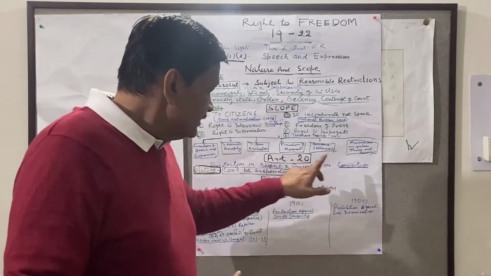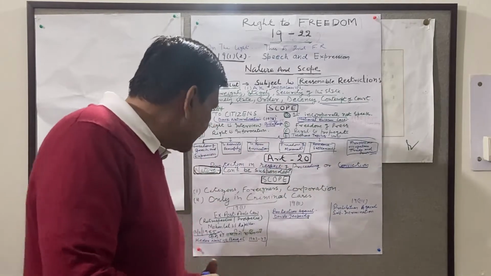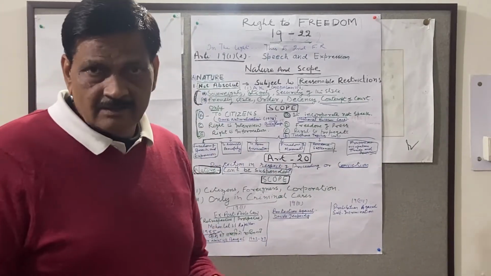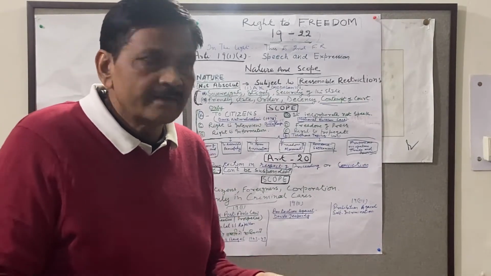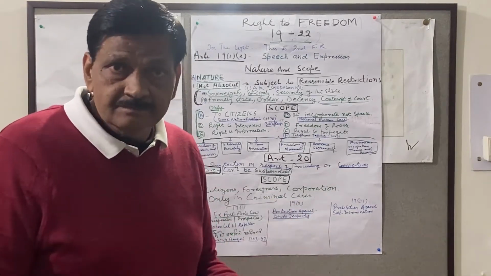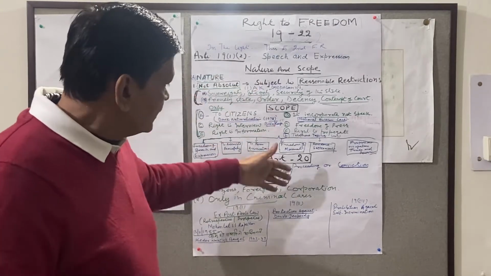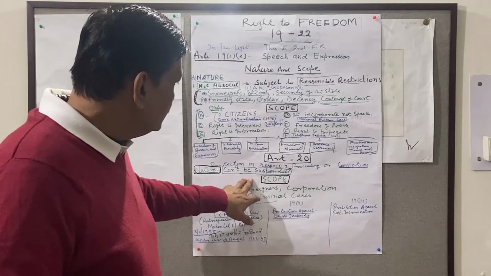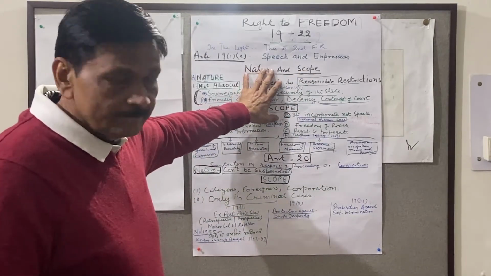So, but this is what this Article 20 says. It says that you cannot convict arbitrarily, you cannot grant punishment arbitrarily, and even convicted people have their rights. Now, again, we can give a heading to this article also, that nature and scope, as we did in the previous article.